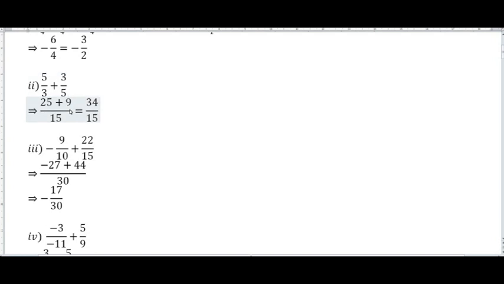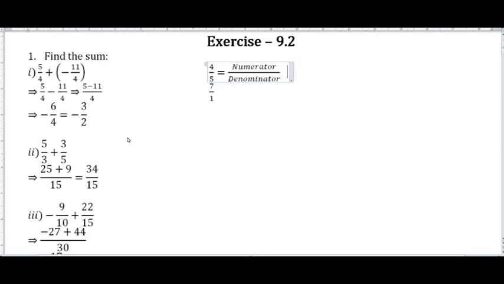So you can add it together. 25 plus 9 is 34. And the denominator will be 15, as we have seen here as the LCM. So that will be the answer. And all the rest are the same. So I will explain again those two questions in Mizo, so that you will understand all the rest.